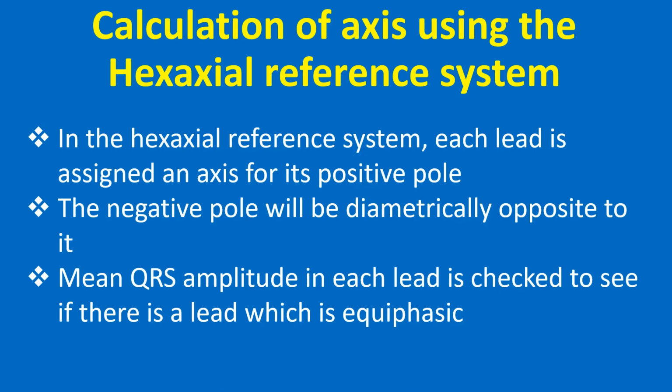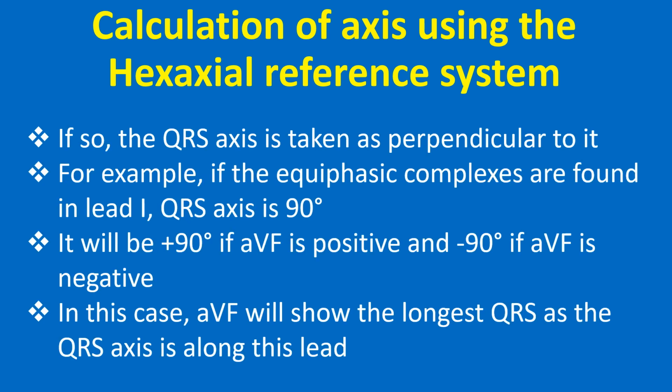In the hexaxial reference system, each lead is assigned an axis for its positive pole. The negative pole will be diametrically opposite to it. Mean QRS amplitude in each lead is checked to see if there is a lead which is equiphasic. If so, the QRS axis is taken as perpendicular to it. For example, if the equiphasic complexes are found in lead 1, QRS axis is 90 degrees. It will be plus 90 degrees if AVF is positive and minus 90 degrees if AVF is negative. In this case, AVF will show the longest QRS complex as the QRS axis is along this lead.